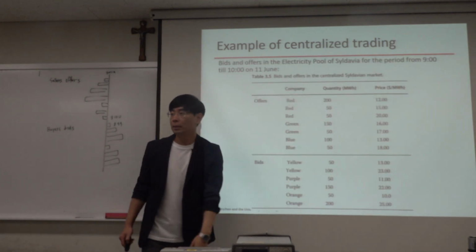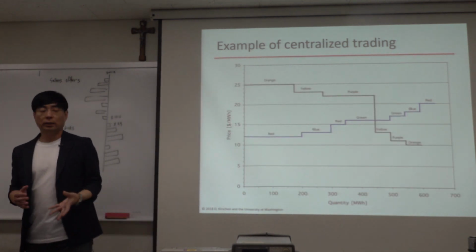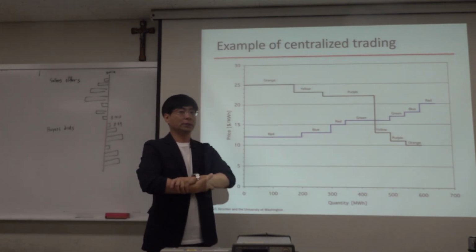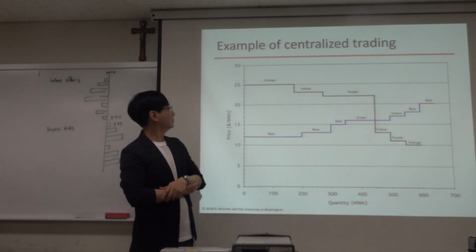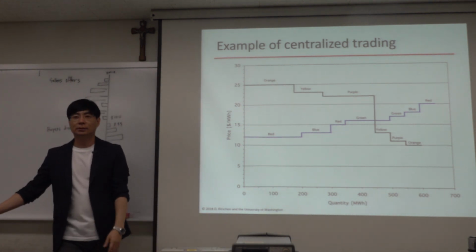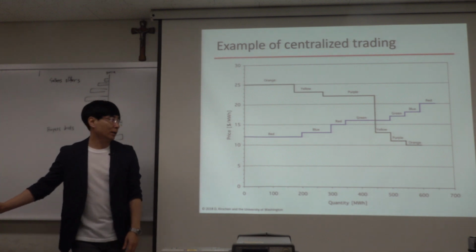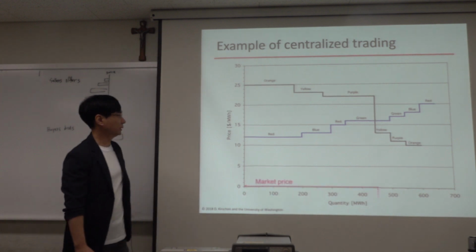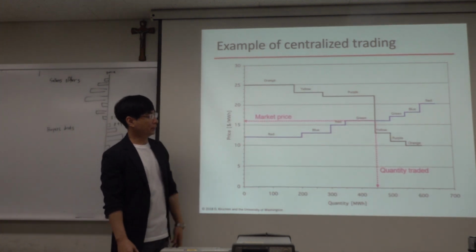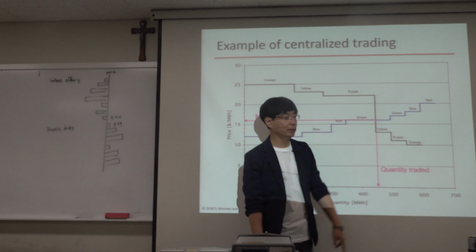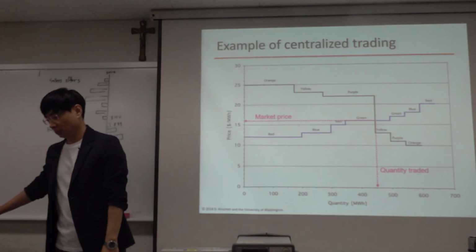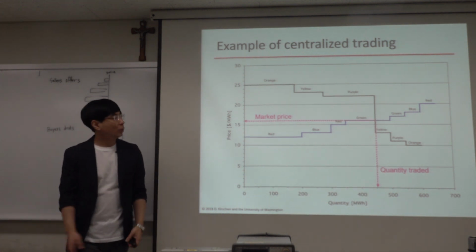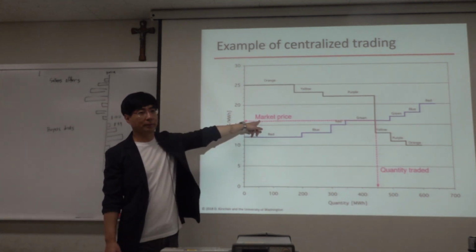Okay. And what is the market clearing price in this centralized market? How much? Yeah, there is an intersection here. So this is the price. This is the market price. And this is the quantity that is traded. Okay, next question. What is the meaning of market price here?